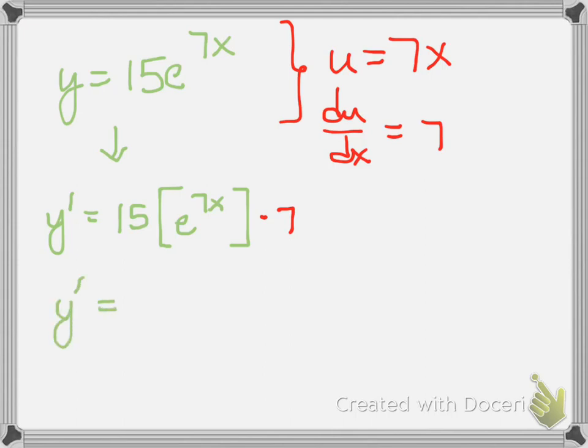All right, y prime is going to equal 105e to the 7x. Where did I get that 105 from? That's just multiplying 15 times 7.